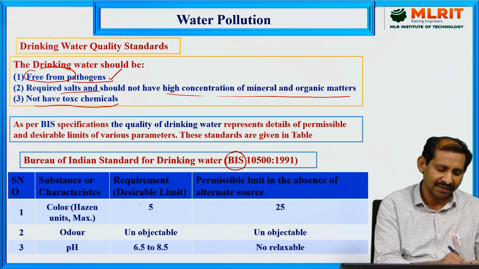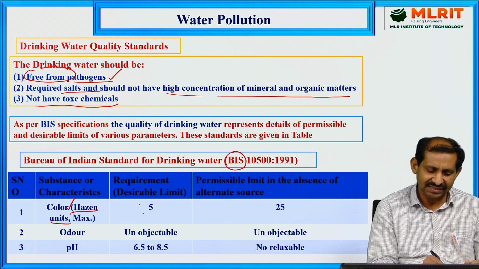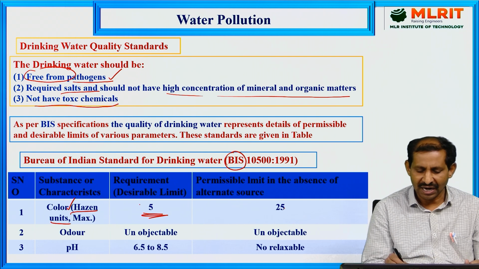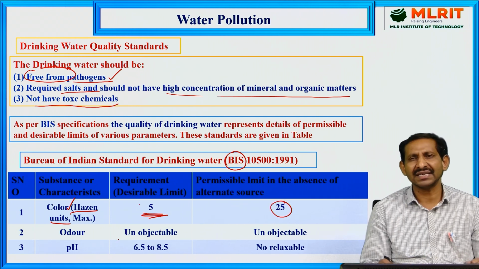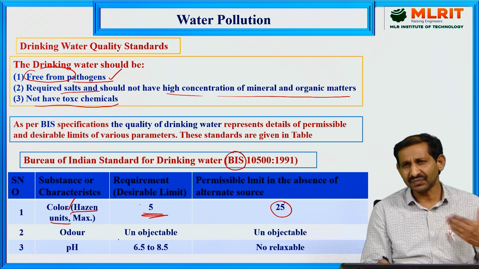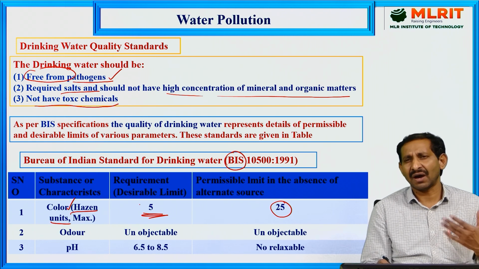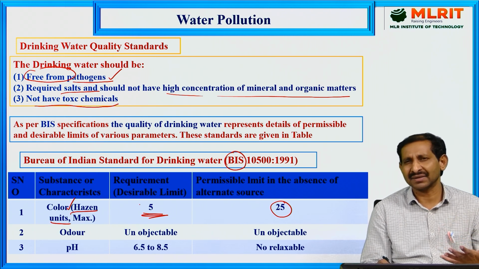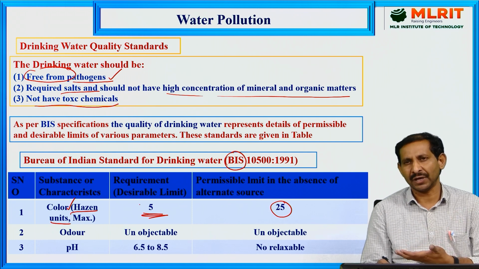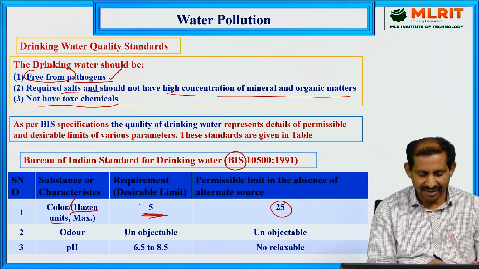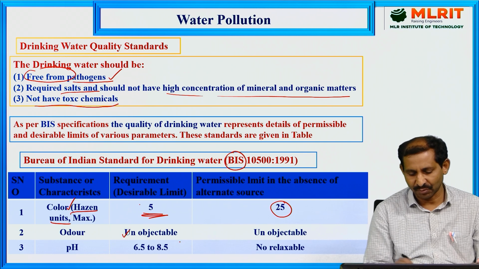Here the color is represented in units. The desirable limit is 5 and the permissible limit is up to 25. Water generally gets mixed with organic matter and some chemical salts dissolved in it, and that water gives color, which should be unobjectionable.